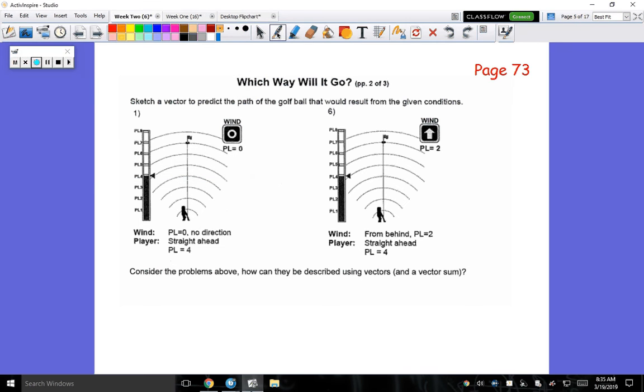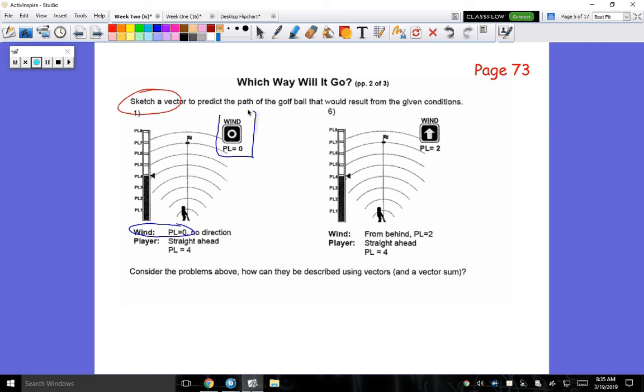Alright, here comes the real-world application of vectors, and this is why I wanted to put this in a different video. It's still day 3, but these are the real-world problems. It says, sketch a vector to predict the path of the golf ball that would result with the given conditions. So the wind, since the sky is blue, we'll put wind as blue.